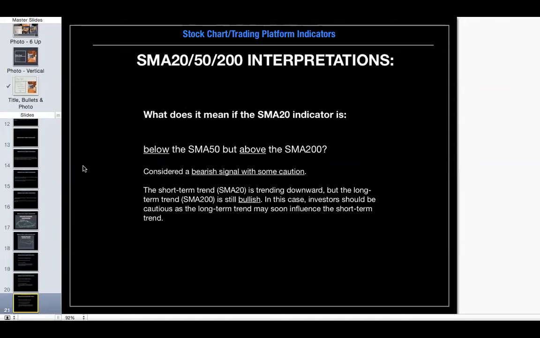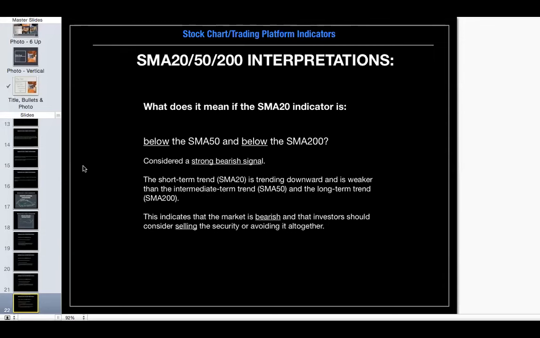What does it mean if the SMA 20 is below the 50, but it's above the 200? So this is considered the bearish signal with some caution also. So on the contrary to what I just said, it's flipped a little bit, right? So the short-term trend, the 20, is trending downward, but the long-term trend, the 200, is still bullish. So in this case, the long-term trend could possibly influence the short-term trend, if that makes sense, right?